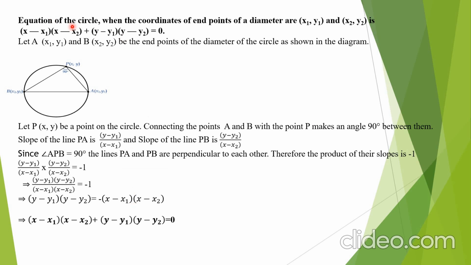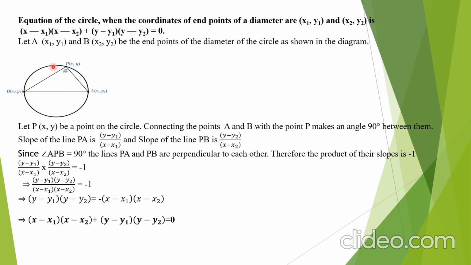Now we find out the equation when the endpoints of the diameter are given, (x1, y1) and (x2, y2). Okay, so these are the endpoints of the diameter: A (x1, y1), B (x2, y2). As we know, a diameter subtends 90 degrees on the circumference. So take one point P (x, y). We use the slope of PA and the slope of PB. Slope of PA and slope of PB are obtained as (y minus y1) upon (x minus x1) and (y minus y2) upon (x minus x2).